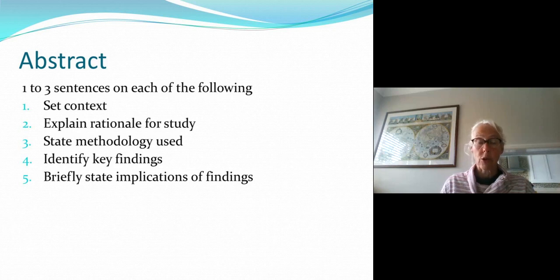So first of all, you need to set some context about your study, basically tell people what it's about. Explain the rationale for the study, so that is why it's worth studying. And then you need to explain the methodology that's used, identify some key findings, and briefly state the implications of those findings. So if you're not sure how one of these should look, I would have a look at a number of different journal articles, in different journals, and think about the things they cover. They don't always cover all of these things, but they will give you a good idea of what you're aiming for and the style you're aiming for.